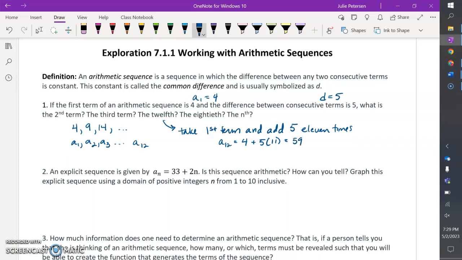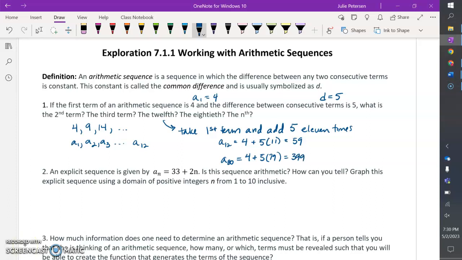So that would be 4 plus 55, which is 59. If we extrapolate that and say we want to find the 80th term now, we could do the same process. Again, we'll start from the first term, add the common difference, and now we just have to figure out how many times we're going to add that. If we're going from the first term to the 80th term, that would be 79 times. Then we get 5 times 79, which is 395, and then we add 4 to that, and we get 399.